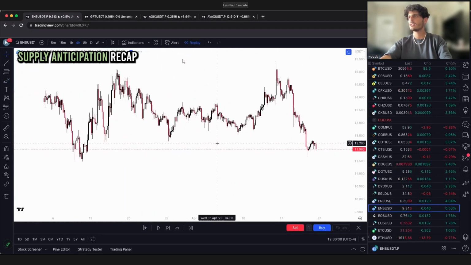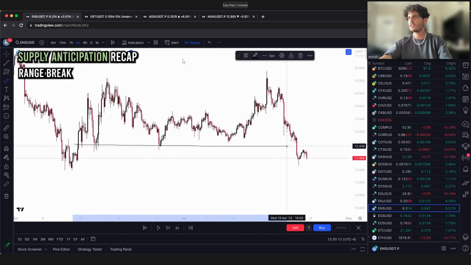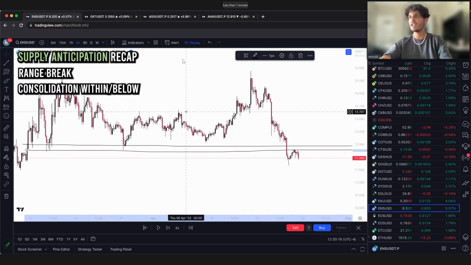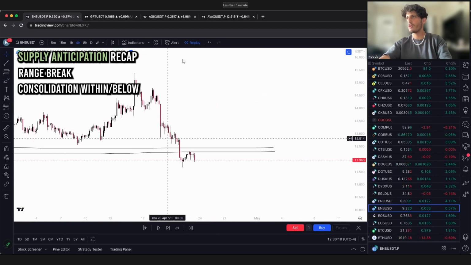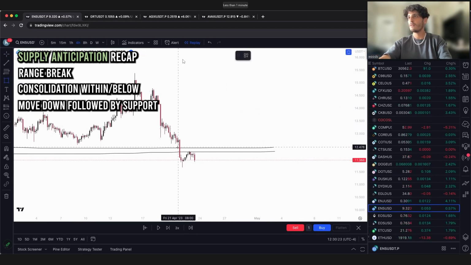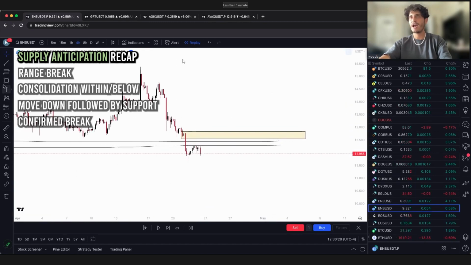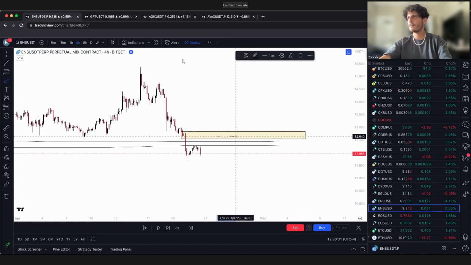All right, we get, say, over here, this is great confluence. We got the range break right here of these lows. Beautiful. We're consolidating below the range break. We printed supply right up here. So you get that move down, followed by a little bit of support to hold the price up, and then the move directly after that, down. You're going to have smallest bids to the bottom, in the middle, heaviest to the top.